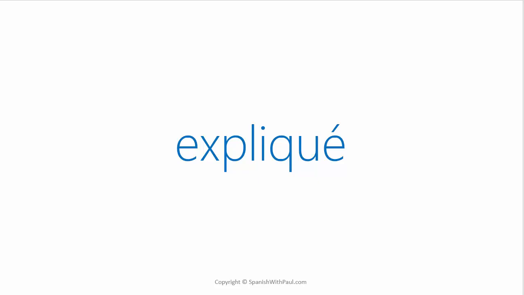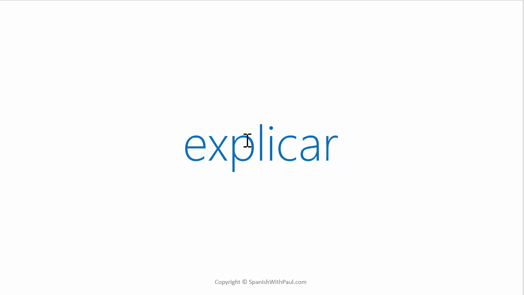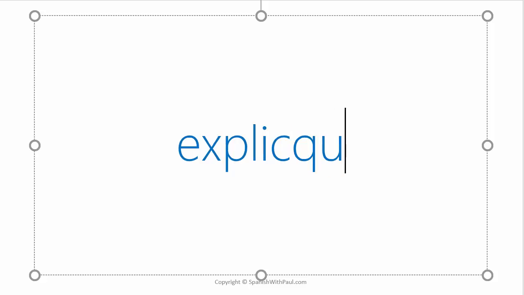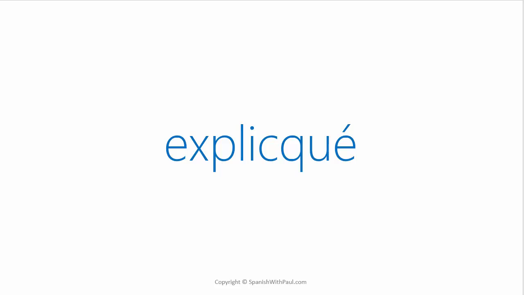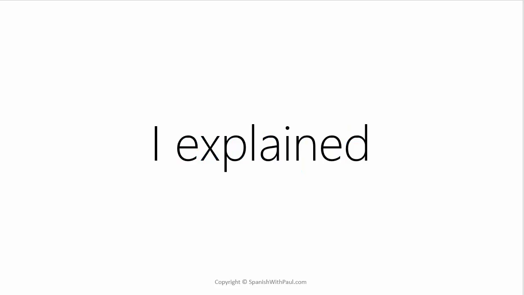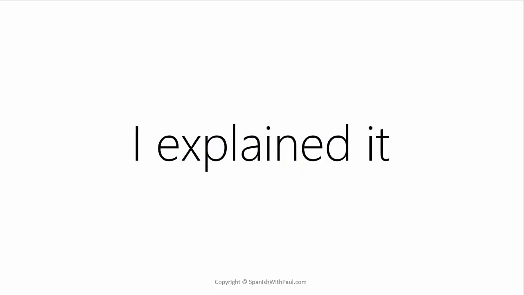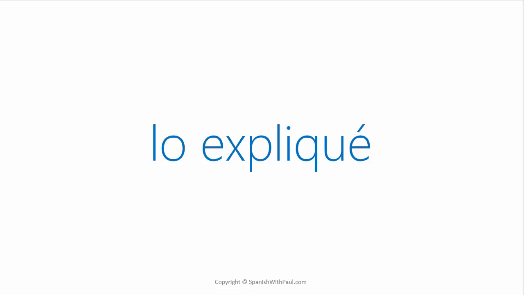So let's go back to the full verb. Once again, you would get rid of the AR, but this time, instead of replacing it with an E, it gets replaced with a QUE, like this. So the spelling has an irregularity, but not the sound, because we still have expliqué. Expliqué. This means I explained. How would you say I explained it? Lo expliqué. Literally, it I explained.